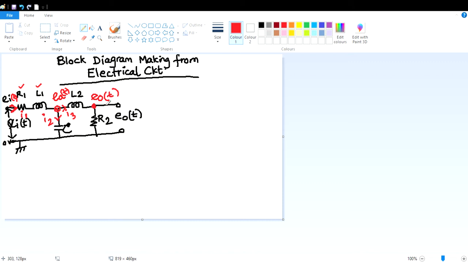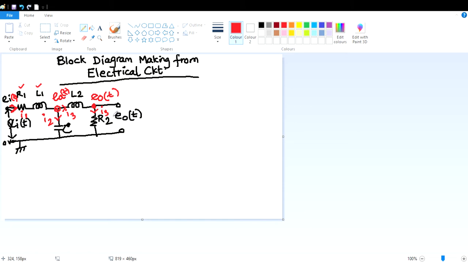And what is the current? Current cannot flow through this branch because it is open circuit. So current will follow this path. And what will be the current flowing through this path? It is nothing but I3. So if you go for Kirchhoff's current law, you will get each and every nodal voltage and each and every current through the branches.